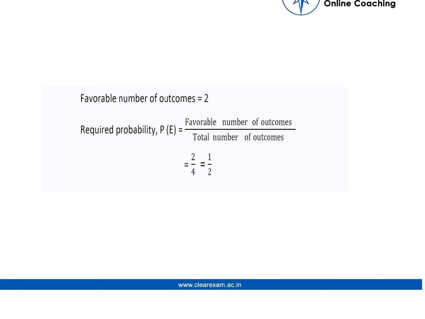Now the probability of any event is defined as the favorable number of outcomes upon the total number of outcomes. According to the question, it will be 2 upon 4 and the answer will be 1 by 2.